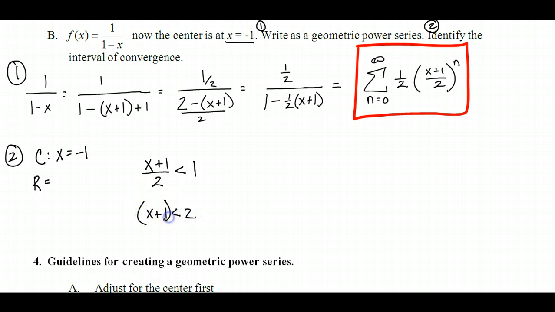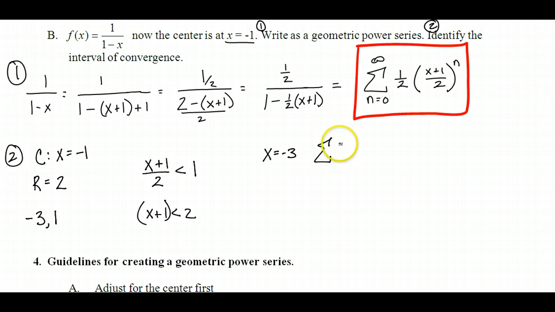It's that common ratio, so x plus 1 divided by 2 has to be less than 1. Multiply by 2, so I have x plus 1 is less than 2. And remember, you cannot split up that center, so that has to stay as x plus 1. Therefore, this tells me what my radius is going to be. The radius is 2. So if I'm centered at -1, I have a radius of 2. That tells me my interval of convergence would go from -3 to +1.